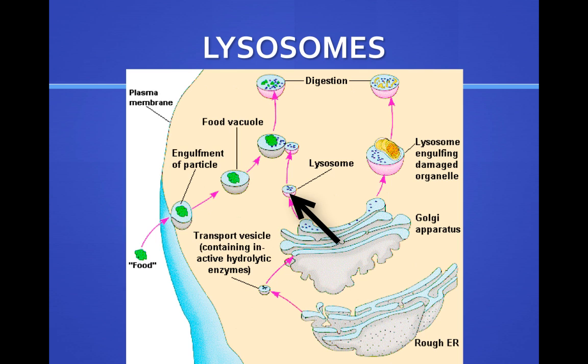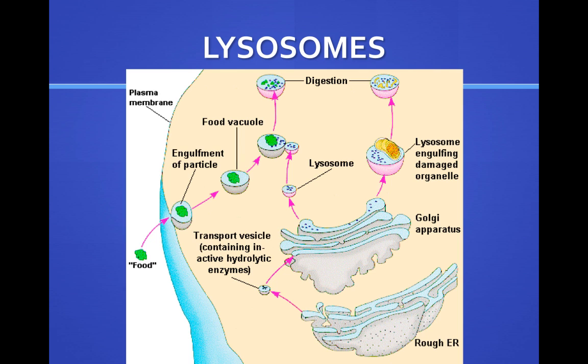The lysosome hooks up with a food vacuole that is formed when a particle of food enters the cell. The food vacuole merges with the lysosome, and the enzymes inside the lysosome digest the food. For example, if this was a protein, it would be digested in the lysosome into individual amino acids, and then those amino acids could be used by the cell to build its own proteins.